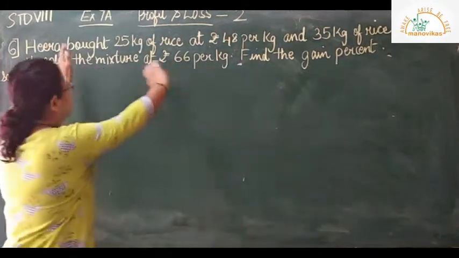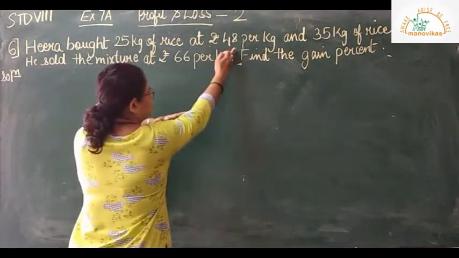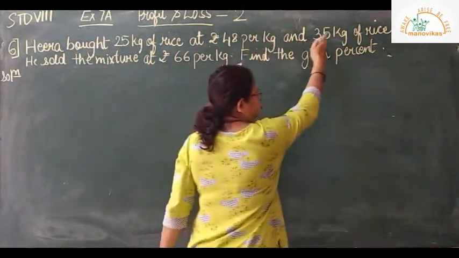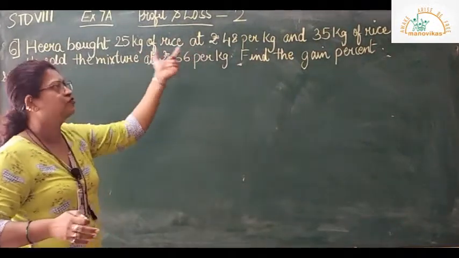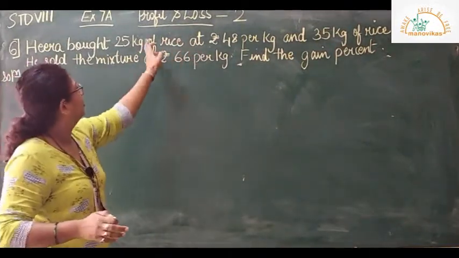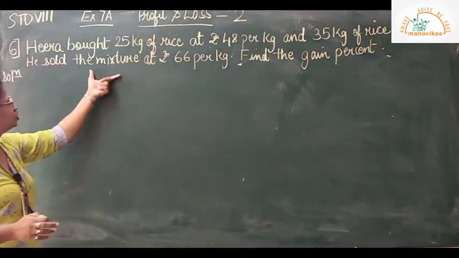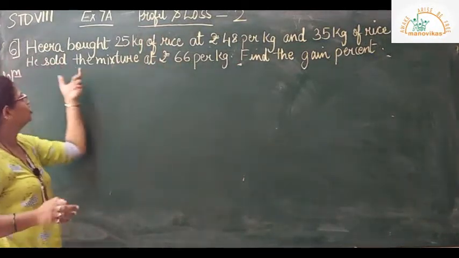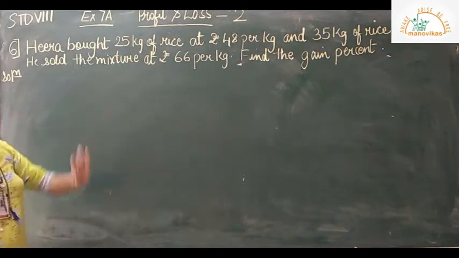So he's bought two different qualities of rice, that is 25 kg for rupees 48 and 35 kg for rupees 60. So let us first find the cost price for both the 25 kg and 35 kg, and then he sold the mixture for 66 per kg. So here we have to find the selling price and then we find the gain percentage.